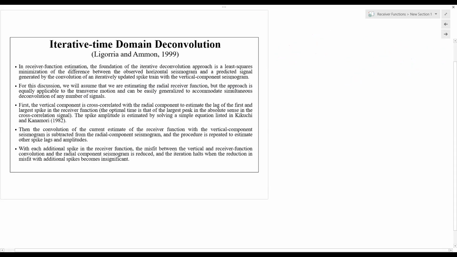We have talked about frequency domain deconvolution. Likewise, there is another deconvolution technique known as the iterative time domain deconvolution technique, which was developed by Ligorria and Ammon in 1999. This technique is based upon least square minimization.